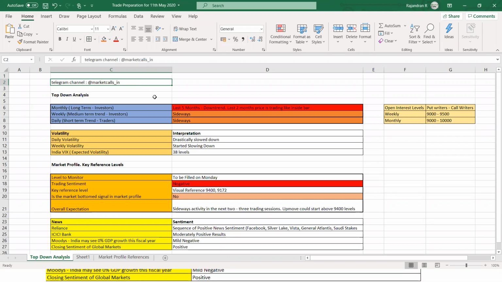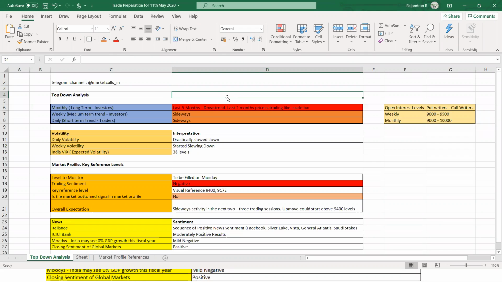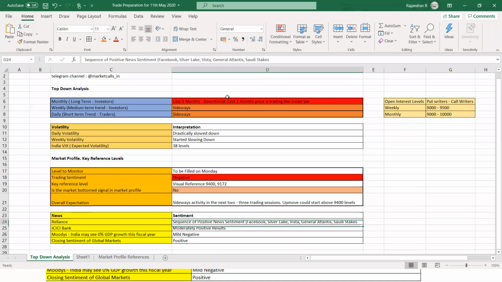Overall, I have placed my thoughts. Otherwise, there is also news sentiment, and I'll look into that. Reliance has been continuously hitting the wires with positive news sentiment every day. Facebook is taking some 10% stake, injecting some 43,000 crores. Again, a couple of billions from Silver Lake and Vista. And last Friday, like yesterday, right?